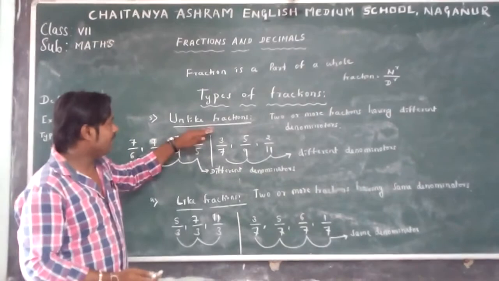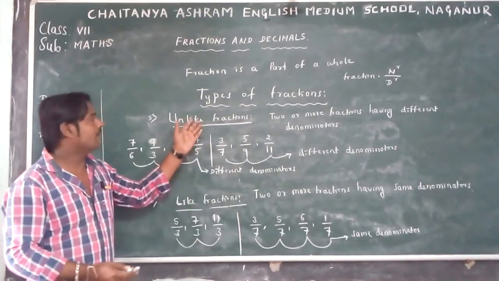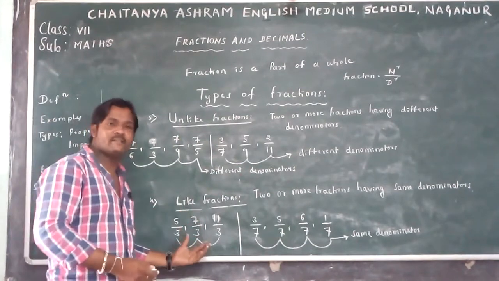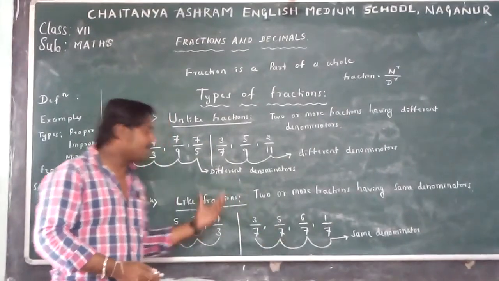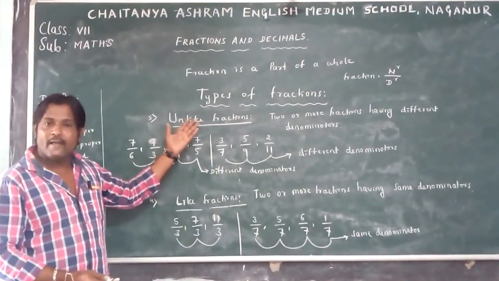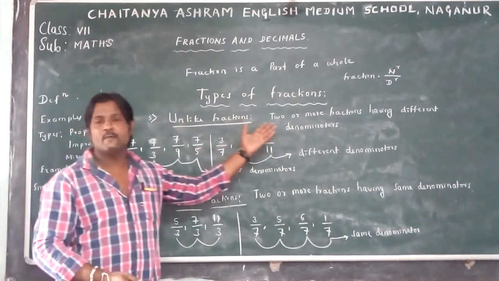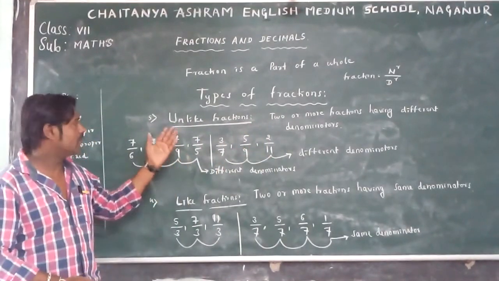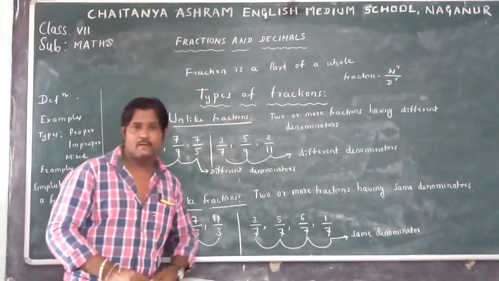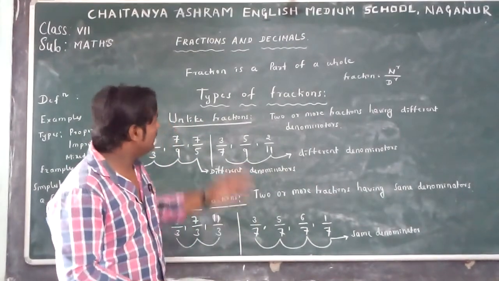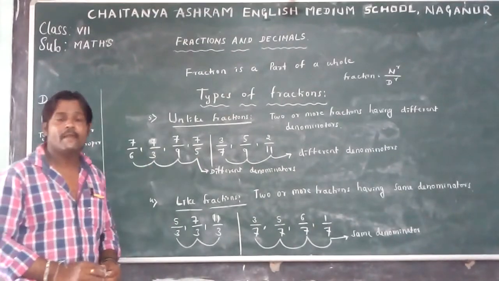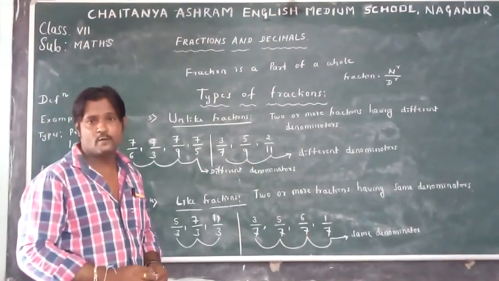Then we learned like fractions and unlike fractions. Two or more fractions having the same denominator are called like fractions. Unlike fractions means the fractions which have different denominators are called unlike fractions. So today, students, we learned the basic concepts about fractions and types of fractions.